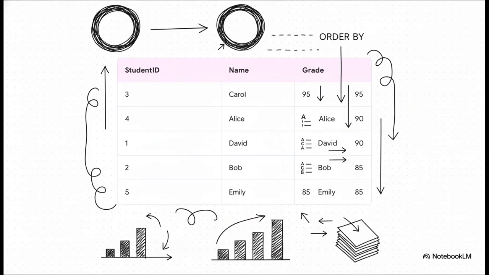And here's the result. It's beautiful. Check out the two layers of order. First, the whole table is sorted by grade from highest to lowest, 95, 90, 85. But now, look closely inside the 90s. Within that group, they're now sorted alphabetically by name. Alice comes before David. Same thing for the 85s. That right there is the magic of multi-level sorting.